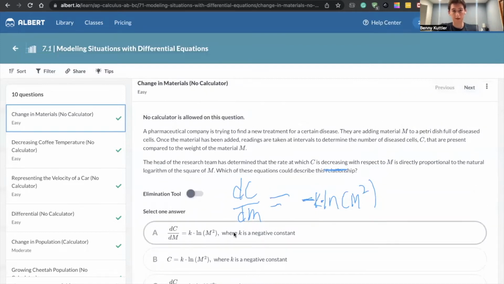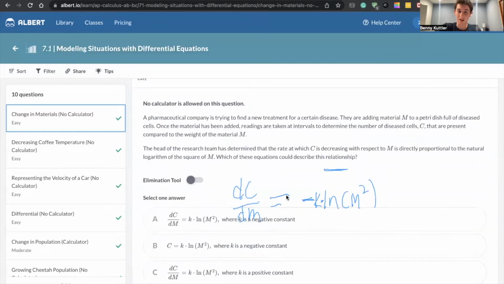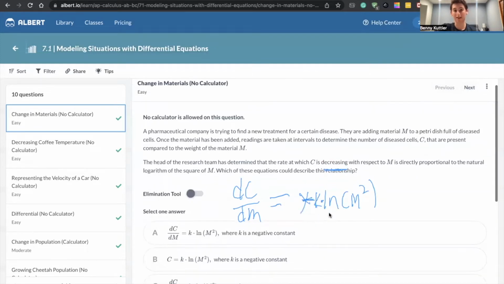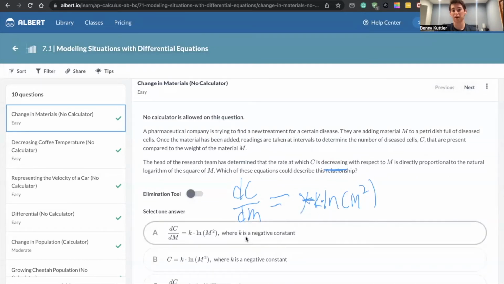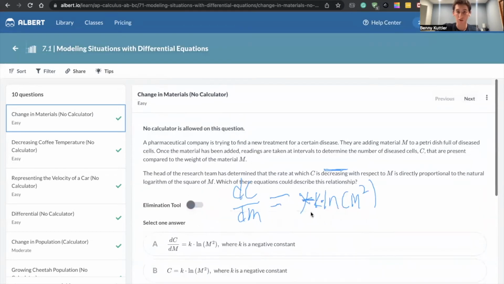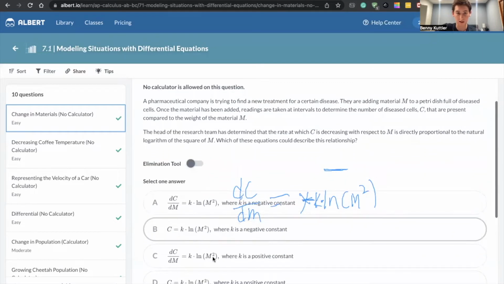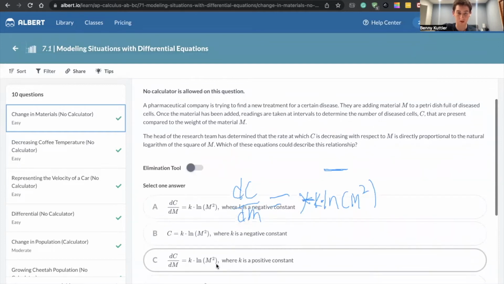So in these answer choices, it doesn't have any that are negative. Instead, it just has the expression itself without the negative, so we can cross this negative off. And then it says this rate where K is a negative constant or a positive constant. So first, let's look at what we have. It's K times ln of M squared. So it looks like that matches up with all of them, pretty much.